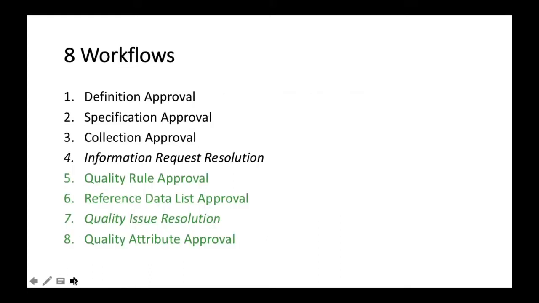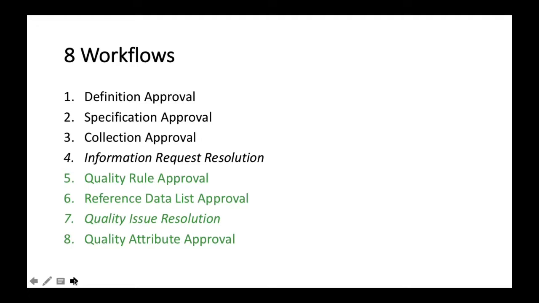So there are 8 workflows in our Enterprise Edition. If you have the Knowledge Edition, you have the first 4. Enterprise Edition comes with 4 additional workflows. And as I said, the building blocks for workflows are all the same, whether you're approving a definition, approving a spec, approving a quality rule, it's all the same. You just mix and match those components to get those results.